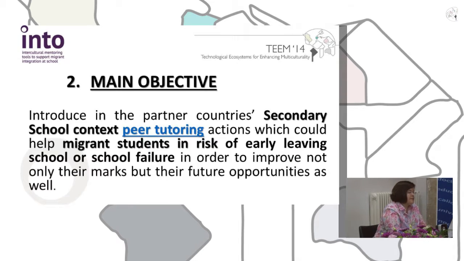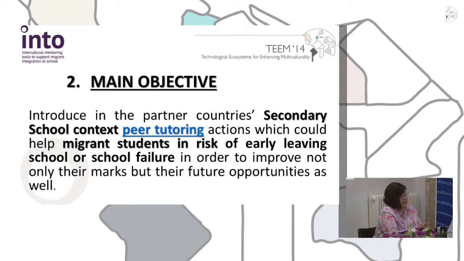2015. Our main objective is to introduce in the partner countries' secondary school context peer-to-peer actions which will help migrant students at risk of either early school leaving or school failure, in order to improve not only their school performance but also their future job opportunities as well.